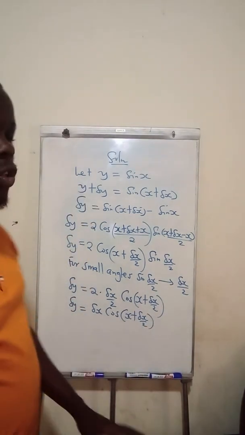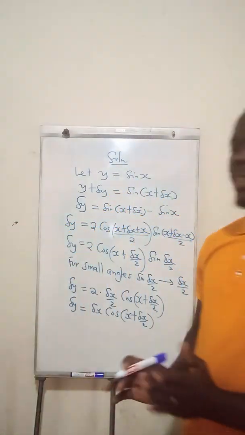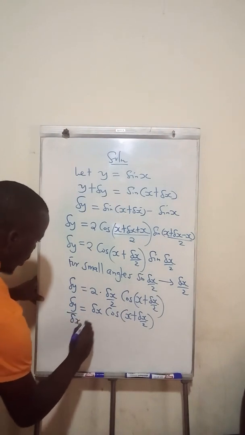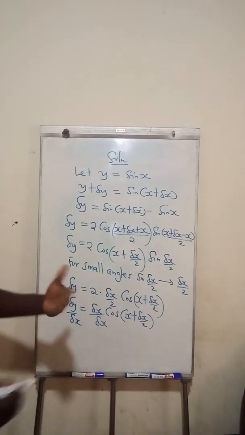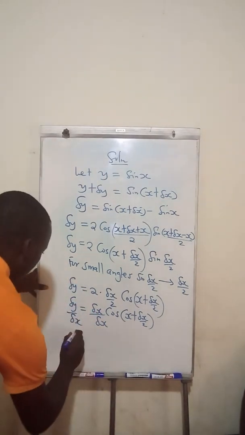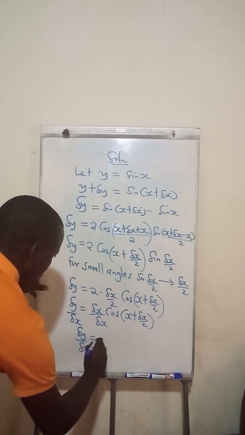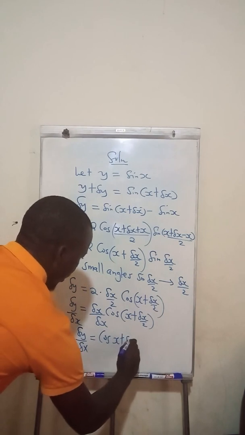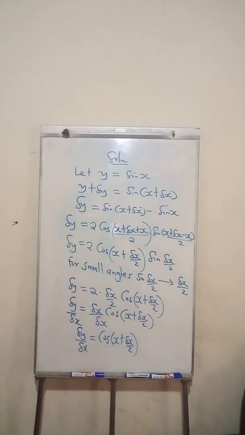Then from this level, we shall simply divide both sides by delta x. And so when we do so, we shall have this by delta x, this side by delta x. So we can see that this delta x and delta x can cancel. So we remain with delta y out of delta x is equal to cos of x plus delta x divided by 2. Then from this level, we're now going to bring in the last assumption.